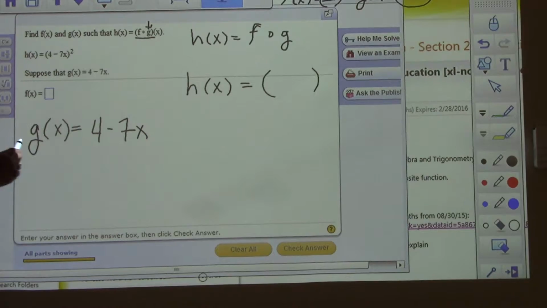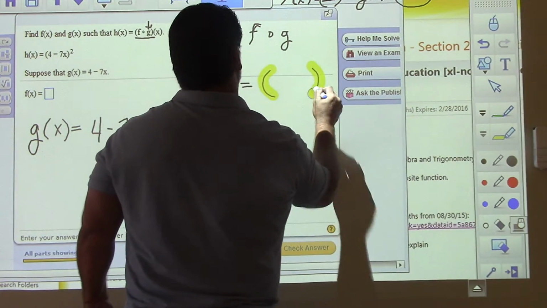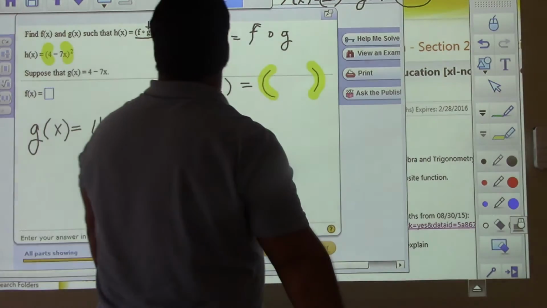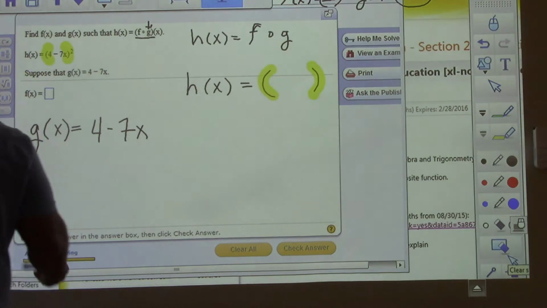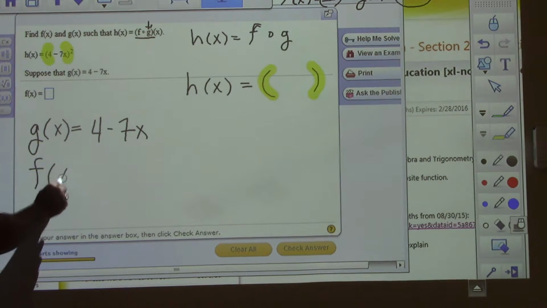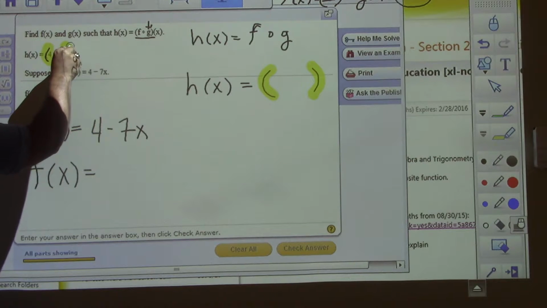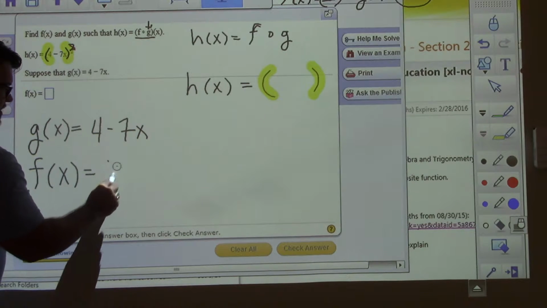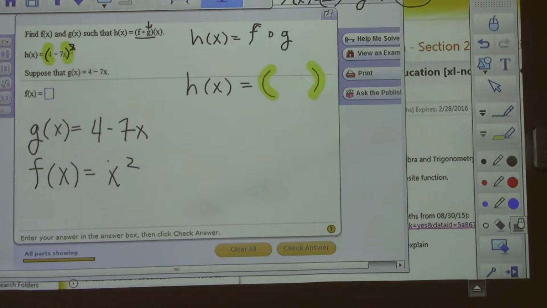So, if g of x is equal to this guy, then what is f of x? x squared, because you've got parentheses squared. So this is x squared, and that goes into this. So that's your answer here.